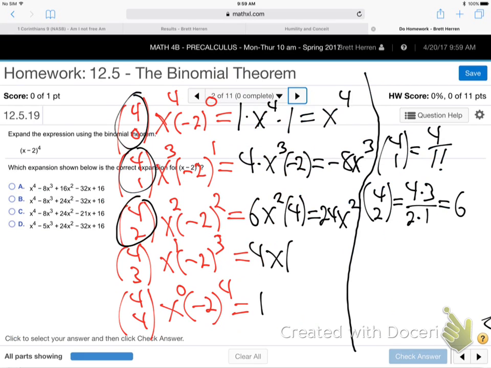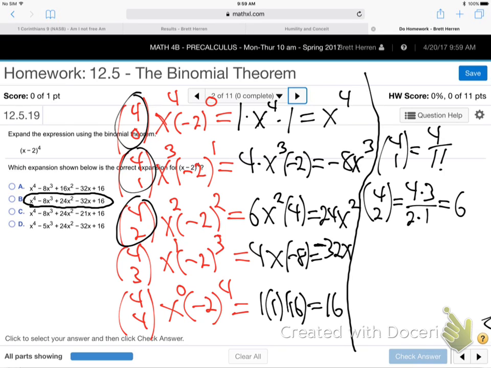So x to the 1st, this will be minus 8. So what is that? Minus 32x. Last one, 1 times 1, x to the 0 is 1, times 16, that's just 16. So there it is. Which one is it? Is it B? It's looking like B to me. Is that right? Yeah, it looks right. Anyway, it's not multiple choice in the test, so whatever. There it is. That makes sense how I did that.